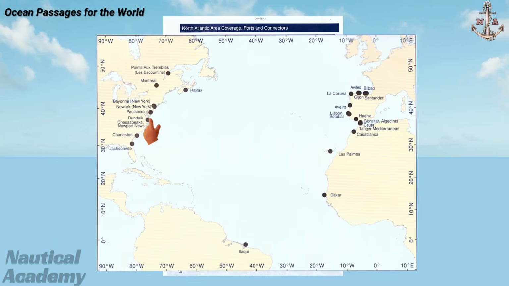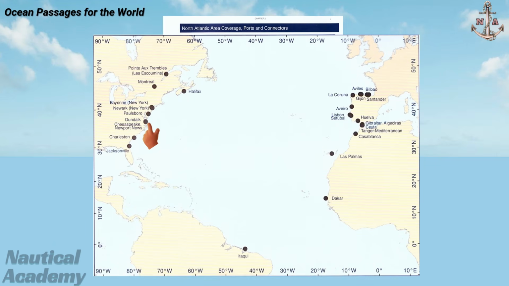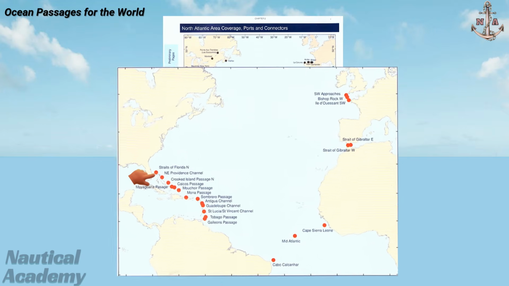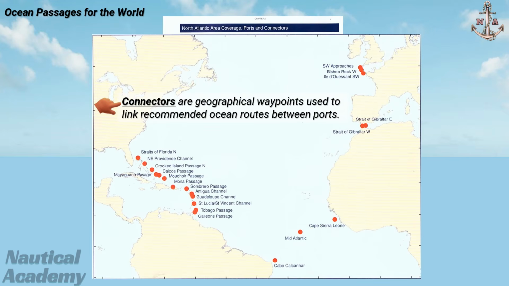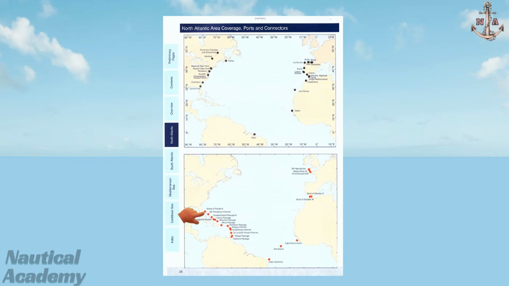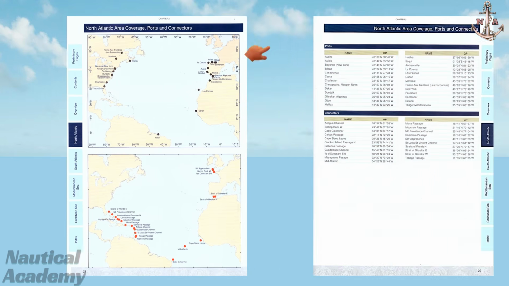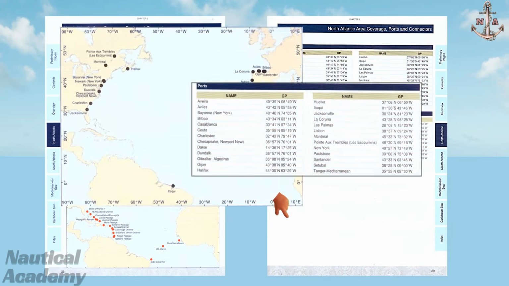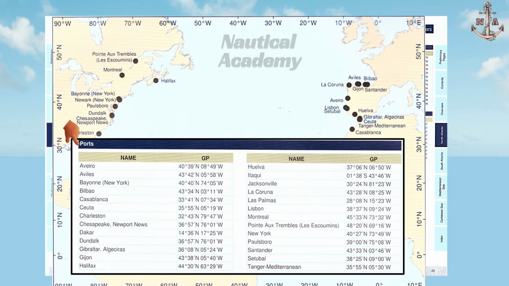Page 28 shows charts of several major ports indicated by black dots, while the red dots below represent connectors. Connectors are geographical waypoints used to link recommended ocean routes between ports. The geographical positions of the indicated major ports and connectors shown on these charts can be found on the next page, page 29. Let's examine some of the major ports.